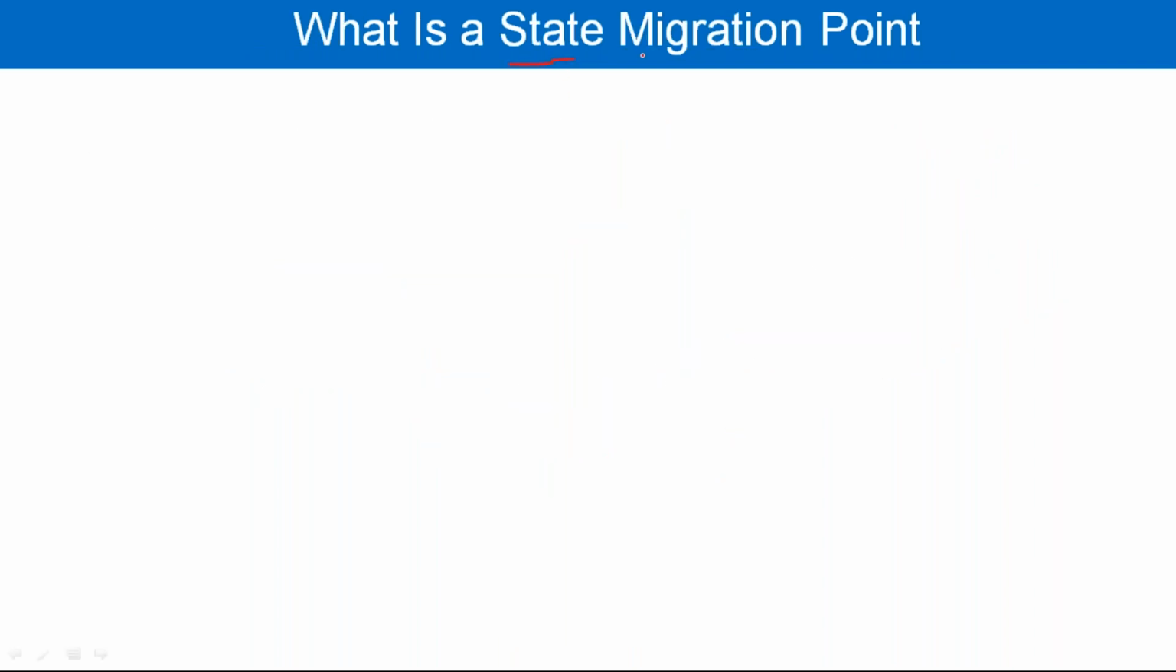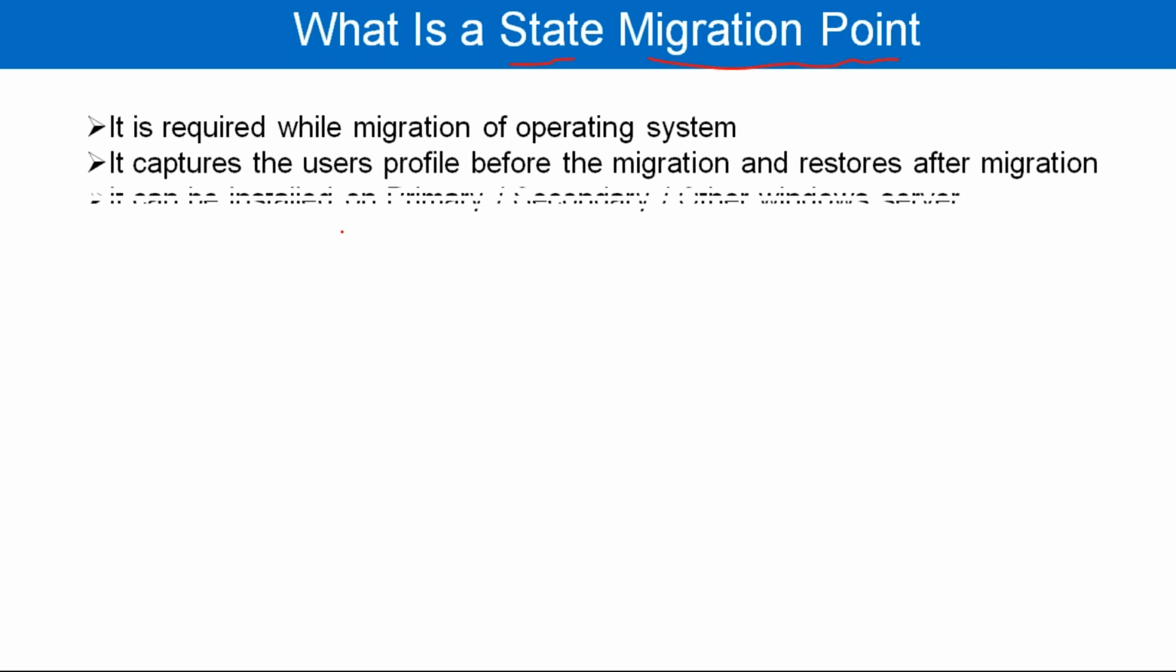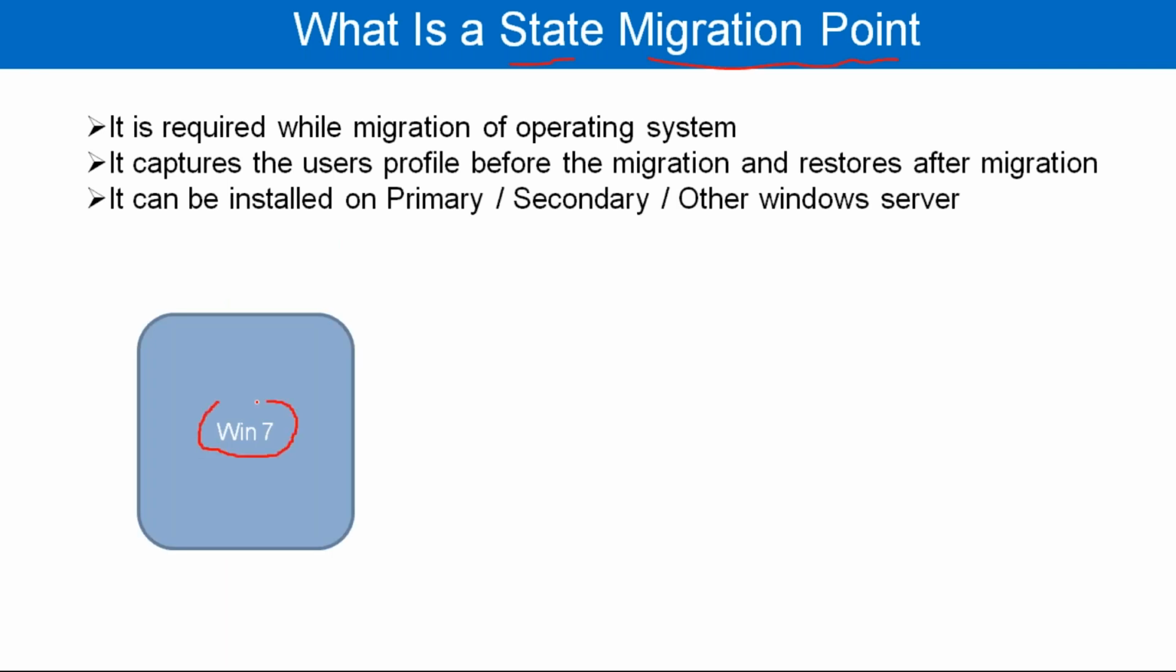Then you have state migration point. This is basically to migrate any computer from one operating system to another operating system. So before the migration starts, you will capture the user setting. So let's say if you would like to migrate a user from Windows 7 to Windows 10. So first, before the migration starts, you capture the user setting, copy the user setting on a network shared location.